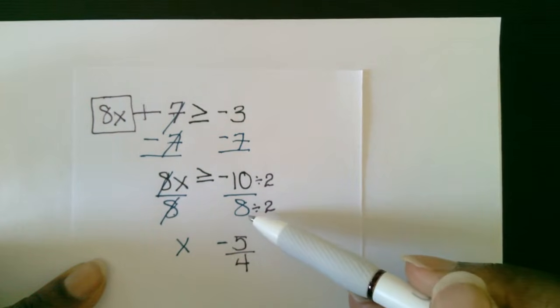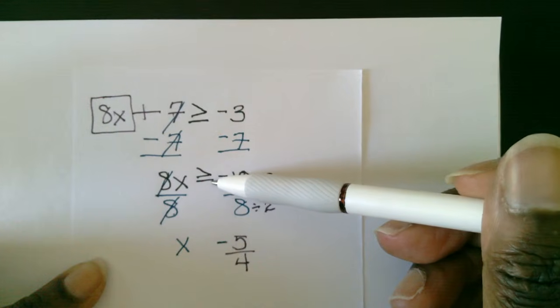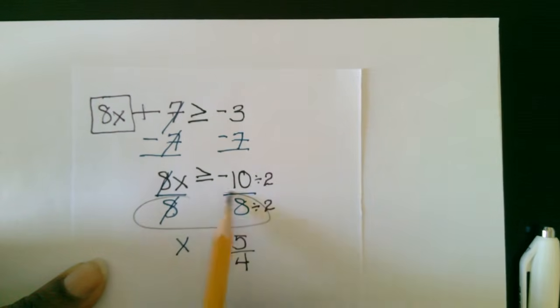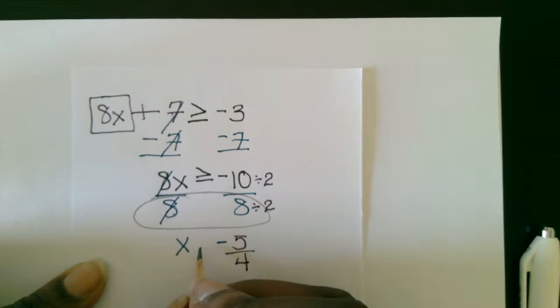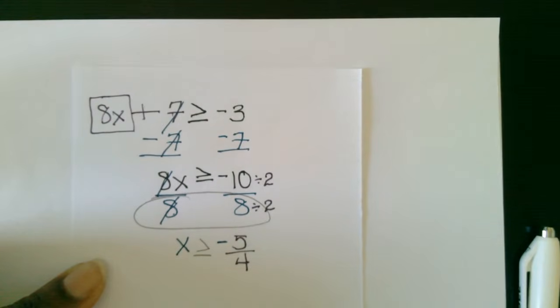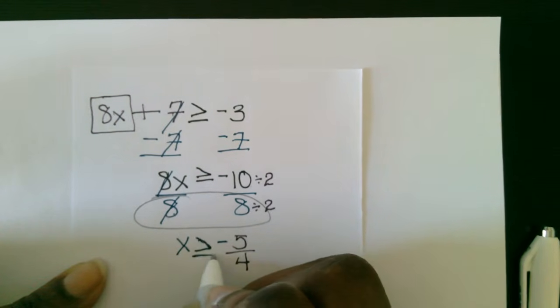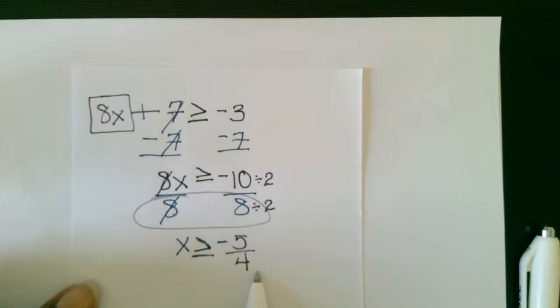Because a negative divided by a positive, your answers are always going to be negative. But notice I didn't change the inequality sign. This is the only thing that's different compared to an equation. We divided by a positive 8. So when you divide by a positive number, your inequality sign does not change. It's still going to remain as greater than or equal to.